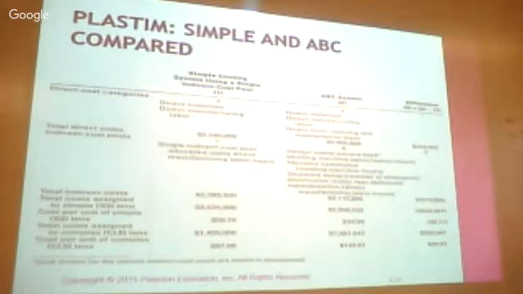Now, total cost assigned to the simple lens, we have 3.5 million based on the single rate. And we have 2.9 million, a difference of over $500,000. So we were over costing the simple lens by almost $500,000. My cost per unit, I was over costing the simple lens by $8.77.